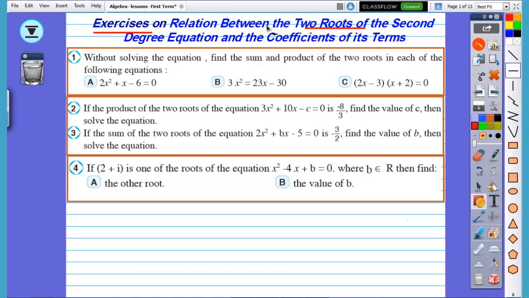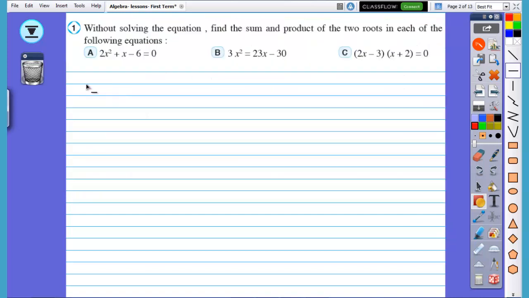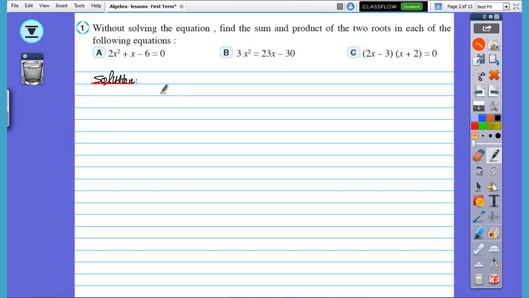Exercise on the relation between the two roots of the second degree equation and the coefficients of its terms. Question number 1. Without solving the equation, find the sum and the product of the two roots in each of the following equations. To solve this problem, we must remember the sum. What is the sum of these two roots and the product of the two roots?